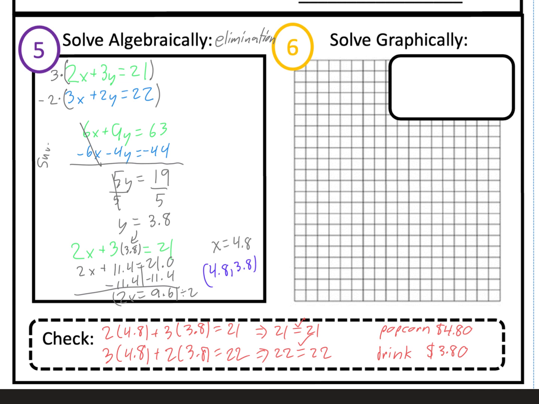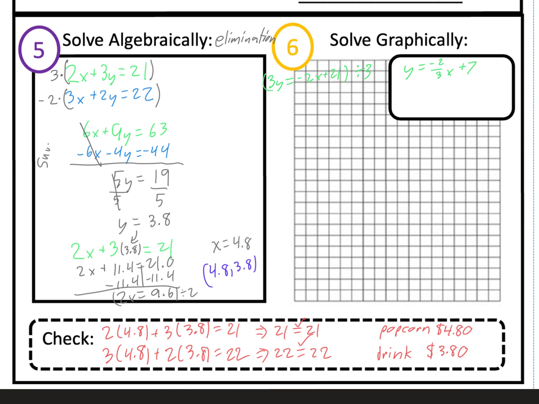However, you can also solve this graphically. If we were to solve this graphically, we would need to convert both equations to slope-intercept form. Let's go ahead and move our x over to the other side of the equal sign. So 3y is equal to negative 2x plus 21. Now we will need to divide the whole thing by 3 in order to get y by itself. So y equals negative 2/3 x plus 7.